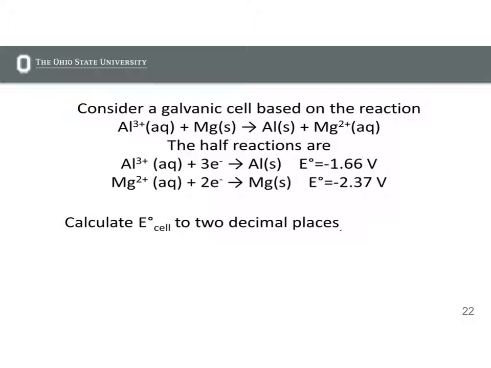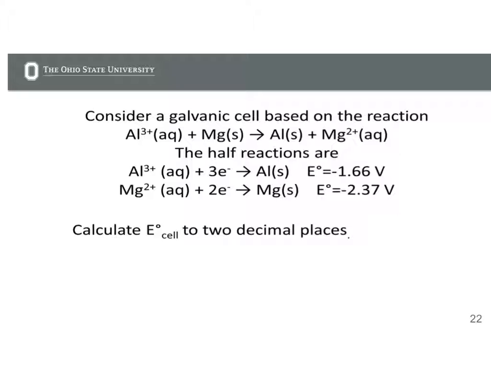All right, so our standard cell potential is going to be equal to the standard reduction potential of the cathode minus the standard reduction potential for the reaction at the anode. Okay. You need to figure out which reaction is occurring at the cathode and which is occurring at the anode.